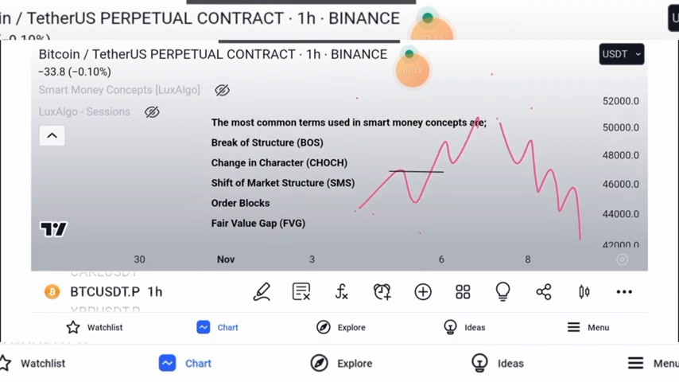So we call it a shift of market structure, MSS. That is, the market that is going up eventually changes direction. So change in character and shift of market structure are the same thing.